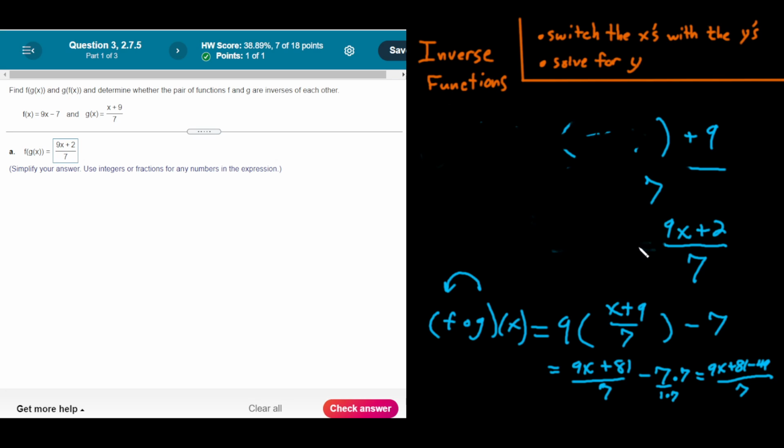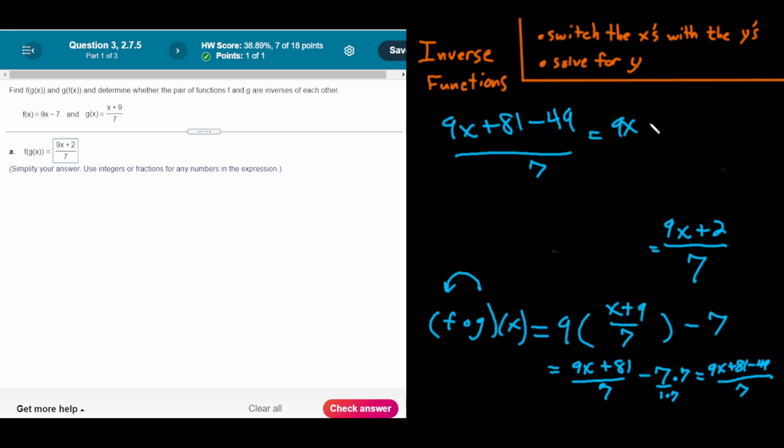Yeah, that's better. We have 9x plus 2, so we should probably write that down, right? I will keep it right there. That's the first answer. All right, for our answer here, we have 9x plus 81 minus 49 divided by 7. So what is 81 minus 49? I'm going to use my trusty calculator here. So 81 minus 49, we get 32. So that's it. So this is 9x plus 32 divided by 7. And this was f of g.